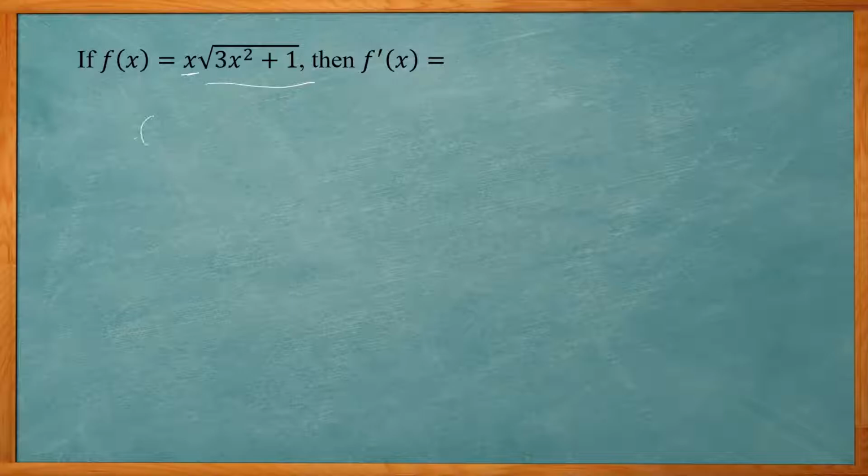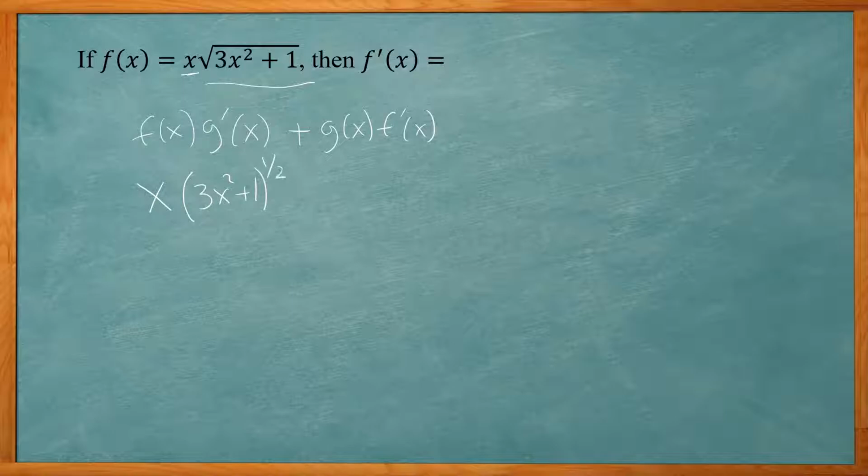So that basically states it's going to be f of x times the derivative of g of x plus g of x times the derivative of f of x. Alright, so we do that. This first piece is going to be x here. I'm going to change the square root to exponent. That's going to be 3x squared plus 1 to the 1/2 power. Okay, so I'm going to leave x the same and then find the derivative of this.